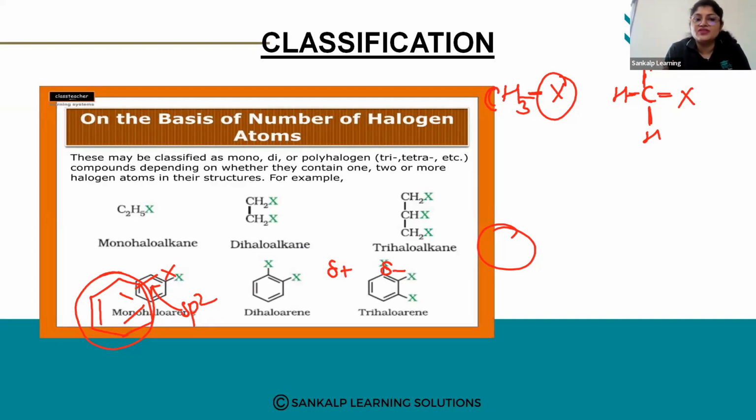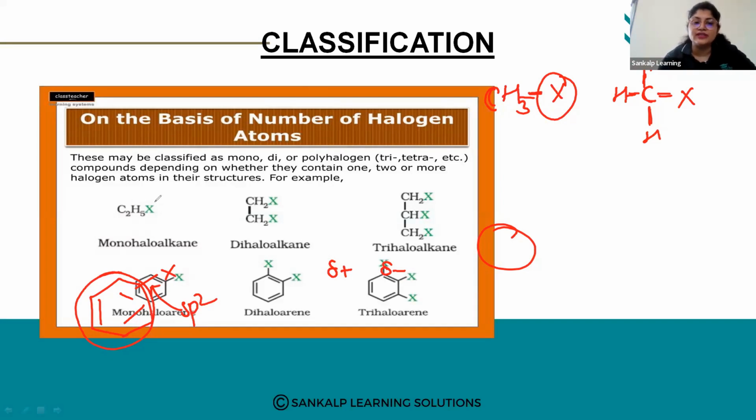Based upon the number of halogen atoms, that is the first classification. On the basis of the number of halogen atoms, it may be classified as mono, di, or poly, that is tri, tetra, etc., depending upon whether they contain one, two, or more halogen atoms in their structures. Now, first we'll see haloalkanes.